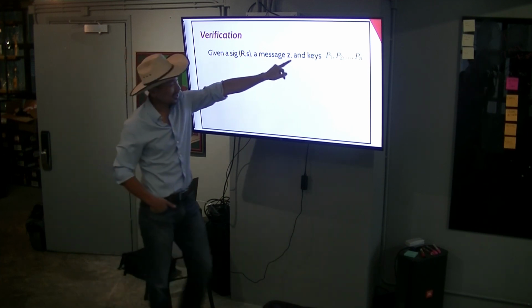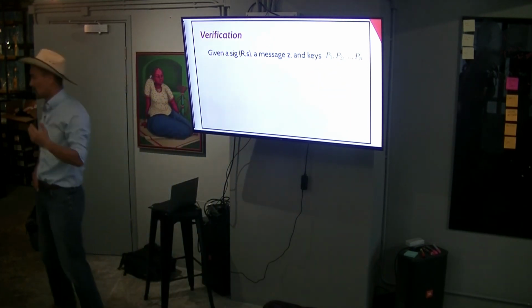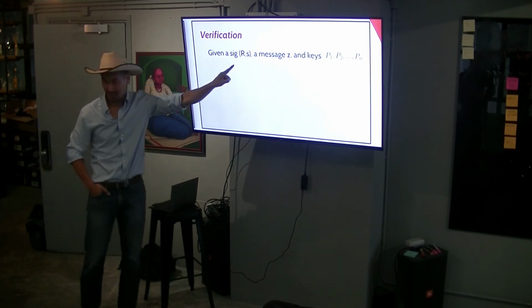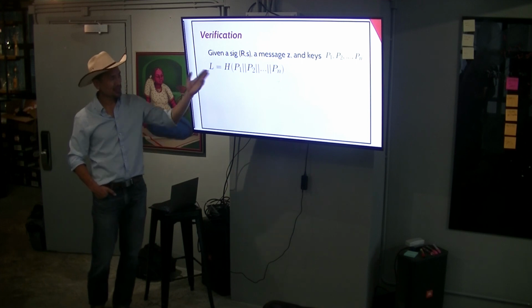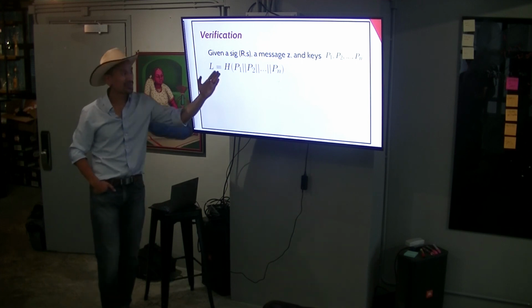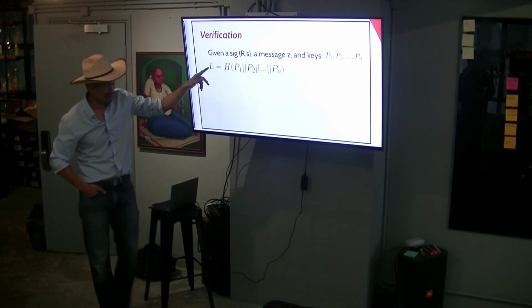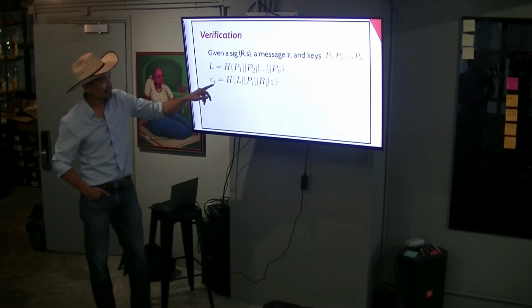You still have the Z, and you have a bunch of public keys, right? You have P1, P2, all the way up to Pn. And you want to prove that all of them signed this signature. The way we do that is we have to compute the hash of all of the public keys to begin with, and that we're going to call L. Then we're going to calculate the C sub i's.